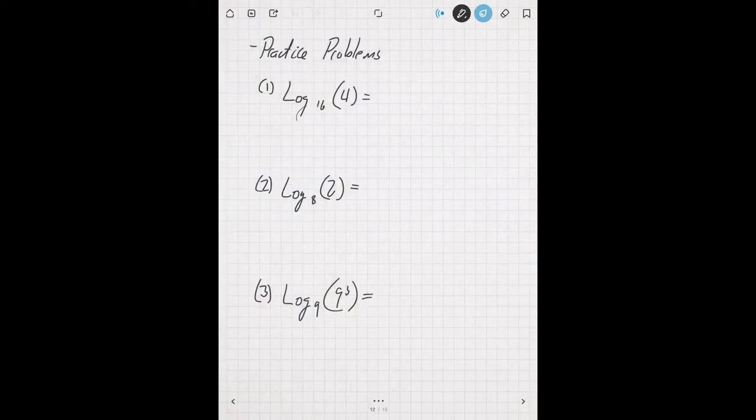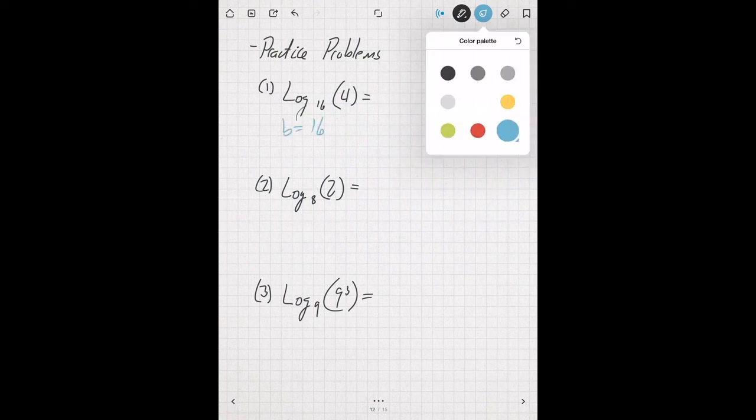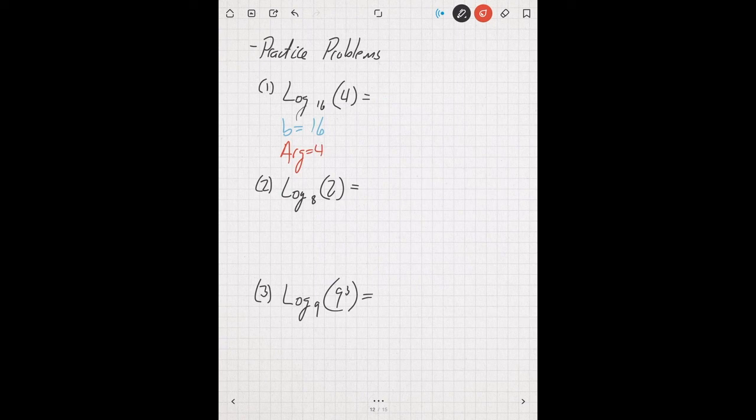We have something like log 16 of 4. The base, b, is 16. The argument is 4. And I should say that this is going to equal, I don't know, let's come up with a label. I don't know what this equals, so let's say something like y. I'm just making something up.